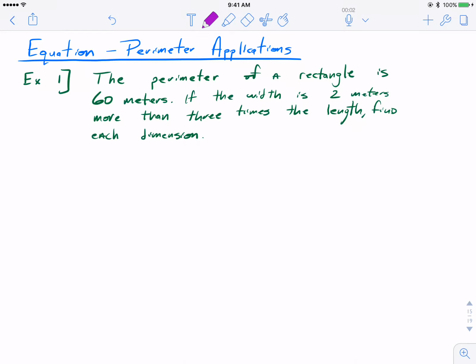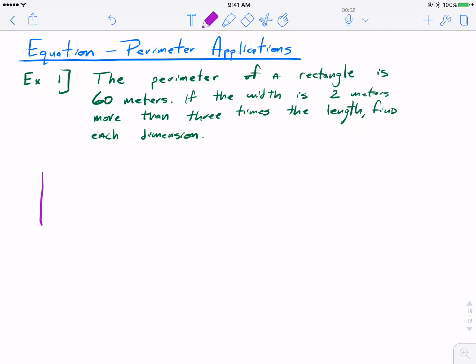Hello everybody, in this video we're going to take a look at equation word problems, but with a specific focus on perimeter problems. So in this example it says the perimeter of a rectangle is 60 meters. If the width is 2 meters more than 3 times the length, find each dimension.